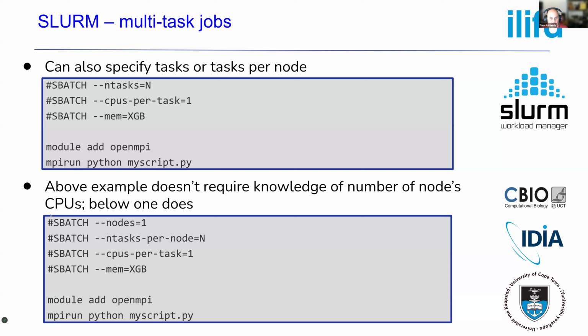And in the second example, we're limiting it to a single node, but we would have to make sure that n is less than the number of cores on a node, whereas this first example could potentially scale much larger.